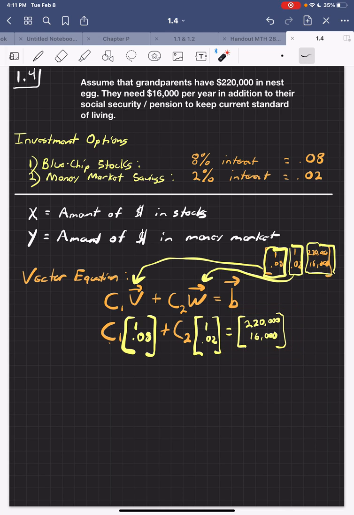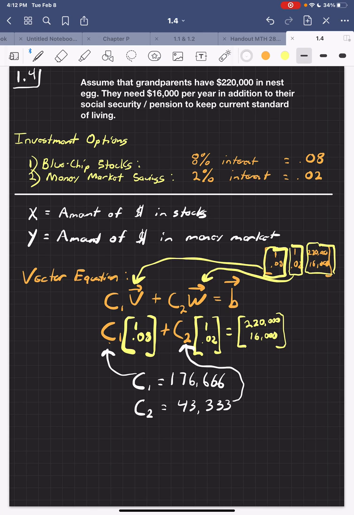And what is the answer to that question? Well, the good news is if you recall, we've already figured out what that answer is, right? We figured out that we have to invest $176,666 into stocks, and we have to invest $43,333 into savings. The answer to that matrix is the equivalent to the answer to what the weights are for this vector equation.